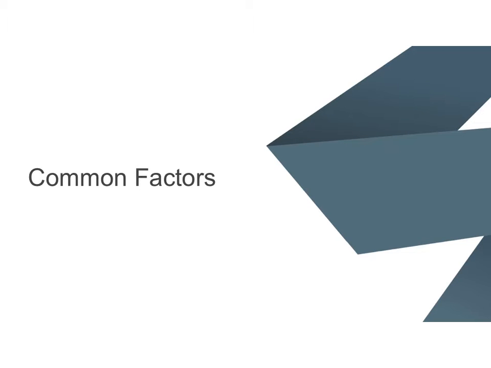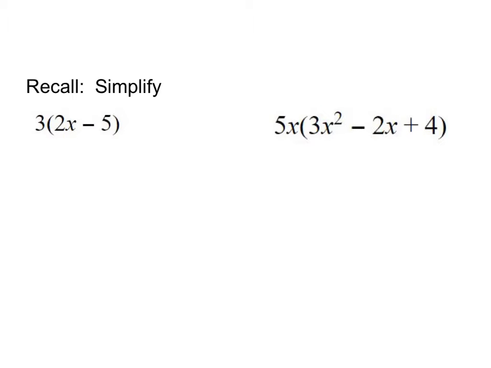We are going to talk about common factors with this video. Just a little recall about multiplying polynomials. If you have a monomial in front of a binomial or trinomial or a polynomial, then you're multiplying the front term by each term inside the bracket. So you would do 3 times 2 and then 3 times -5.